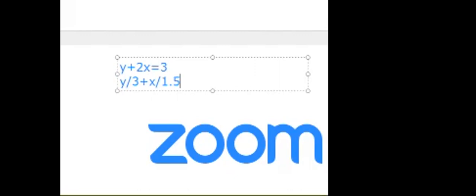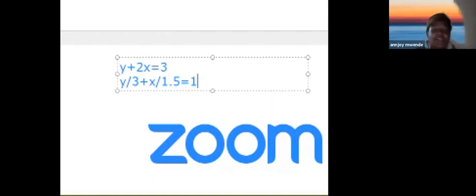1.5 is 3/2. So when you have 3/2, the 2 becomes the denominator, because it is double division. x over 1.5 is the same as x divided by 3/2. That is referred to as double division. That is why we have the double intercept on the other side. So it's supposed to be x over 1.5 plus y over 3 is equal to 1. That is the way it's supposed to be.